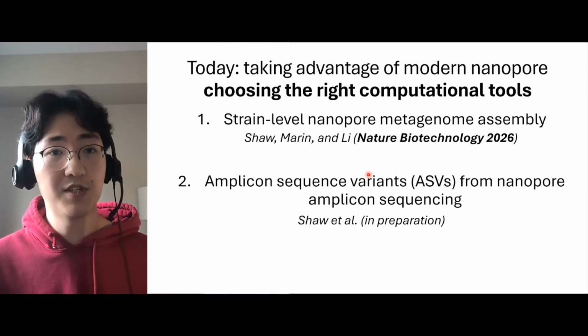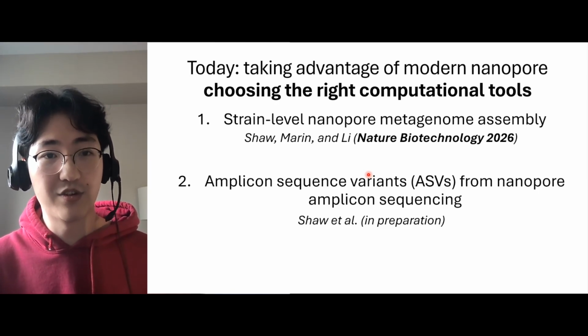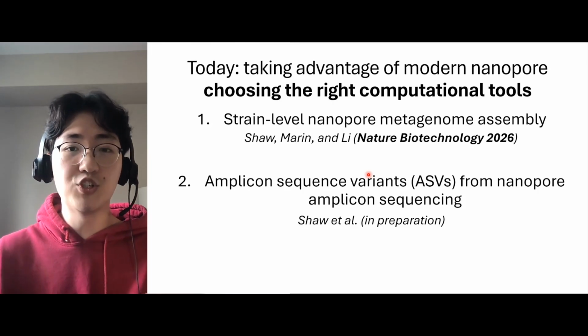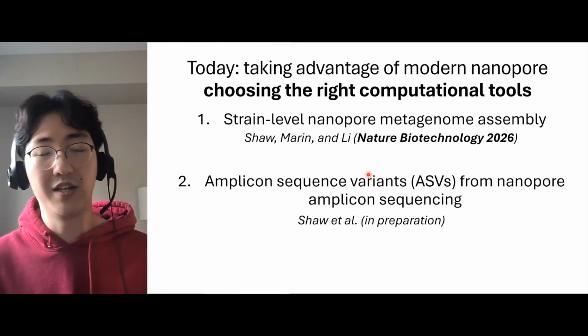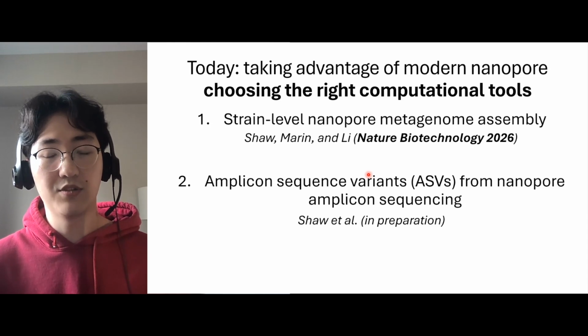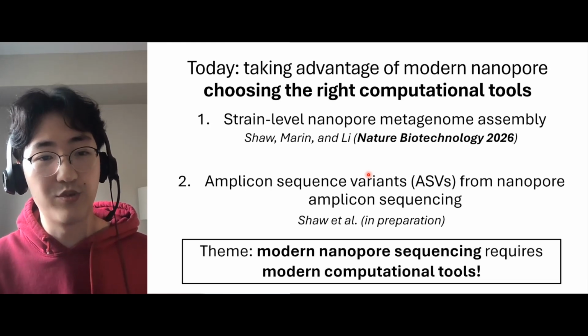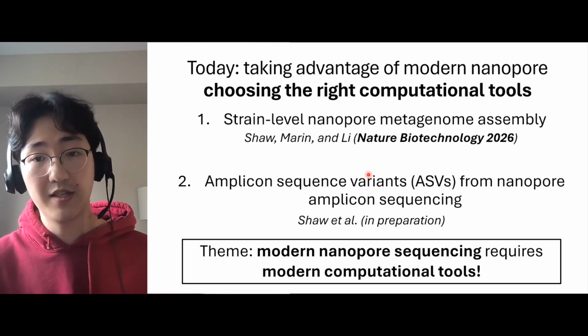So to wrap up, today's talk was about taking advantage of modern nanopore sequencing by choosing the right computational tools. I showed how with metagenomes and metabarcoding, you can get better results by choosing modern computational tools and taking advantage of modern long reads. And just to recap, there's that theme I talked about today.